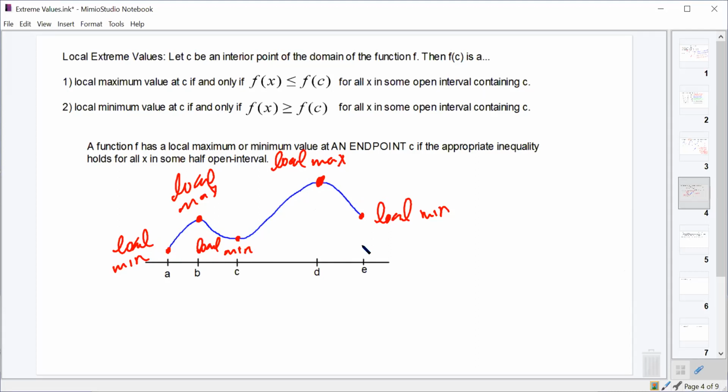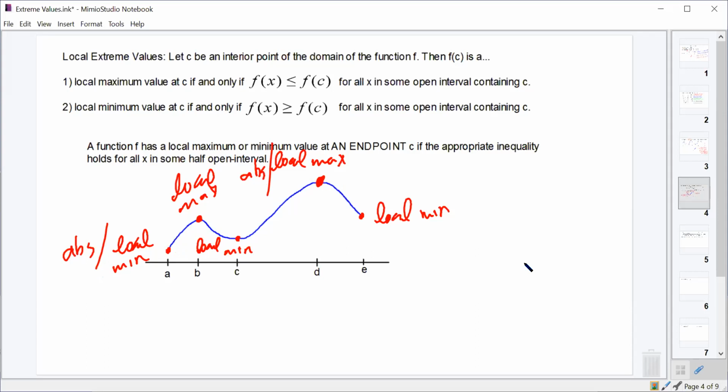And we would be guaranteed by the extreme value theorem, if we knew this was a closed interval from A to E, that since this is continuous, there has to be an absolute. And so we can put that in. That's the absolute and the local, and this is the absolute and the local max at D. So even a little more specific now. Everybody good there?